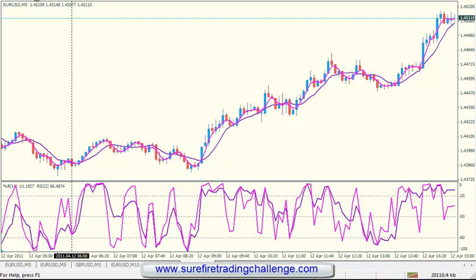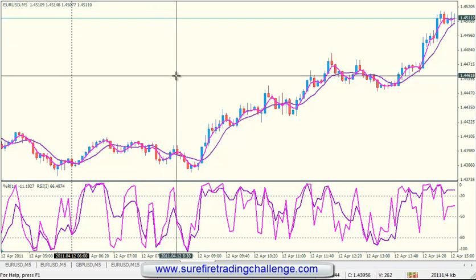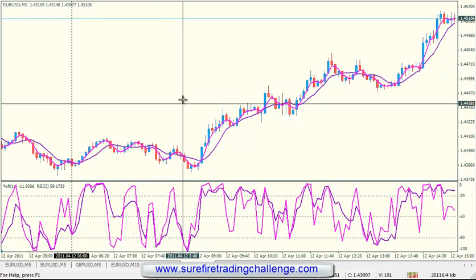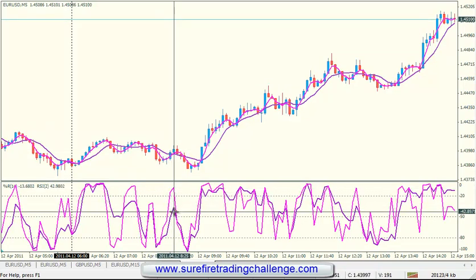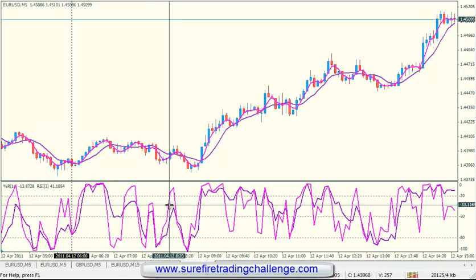And as you can see, the SMA has crossed over here, but my RSI is too far from my Williams percent range, so I'm not taking that trade. That's a risky trade.